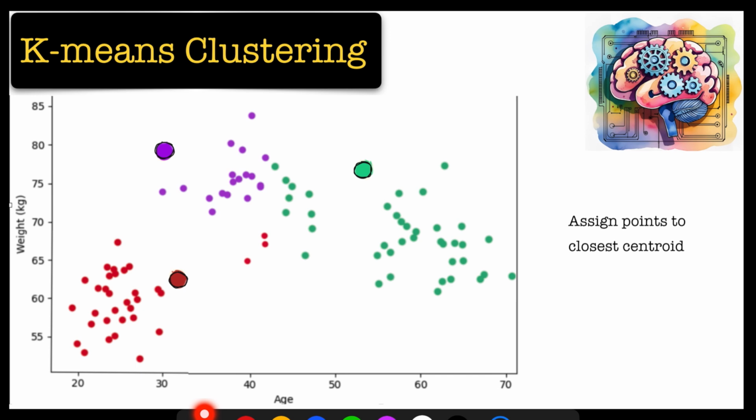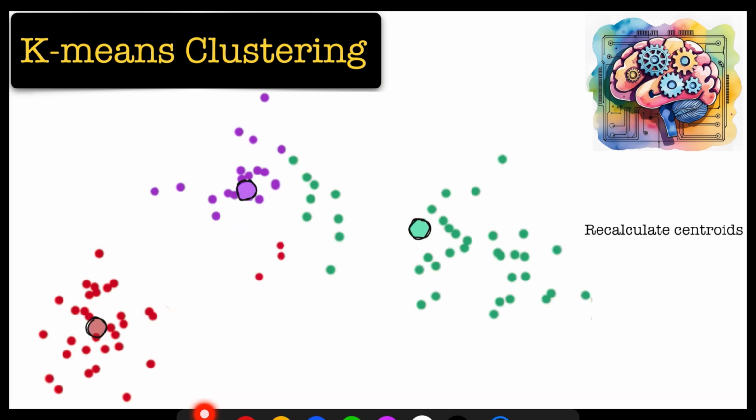So after doing this, we have to do the next step. We assign the points to the nearest cluster. Then we have to move the cluster centroids to the center position. So this centroid will come here, this centroid will come somewhere here, this centroid will come somewhere here for the green cluster. And here we have moved the cluster centroids. We have recalculated the centroids.